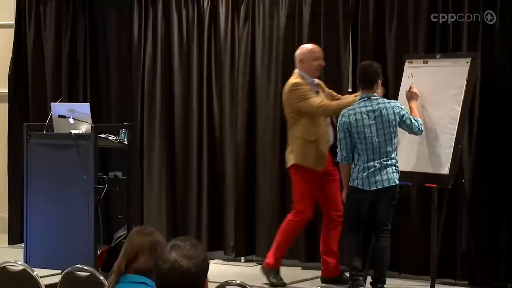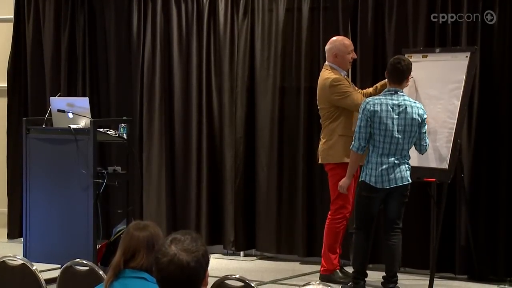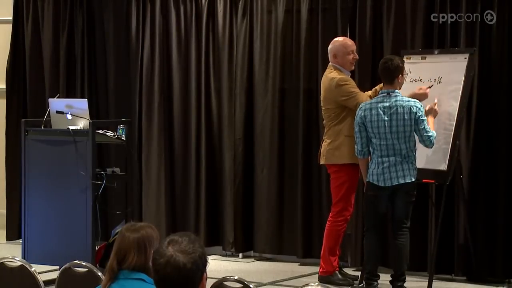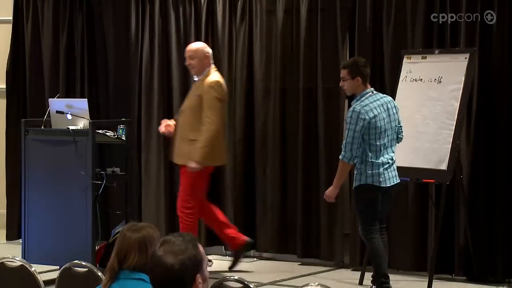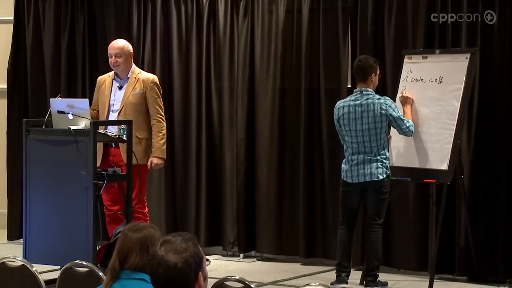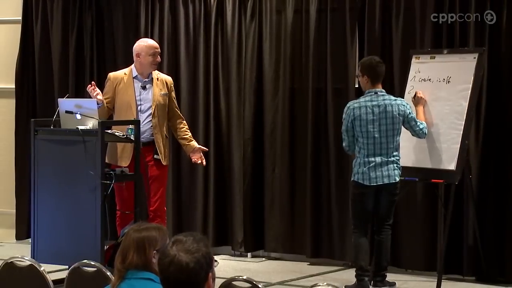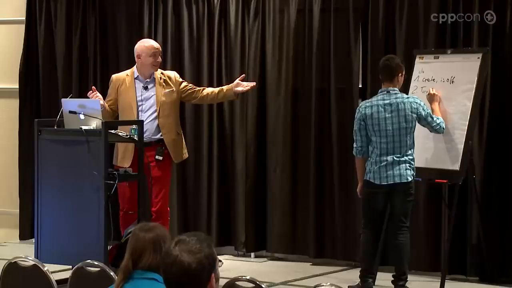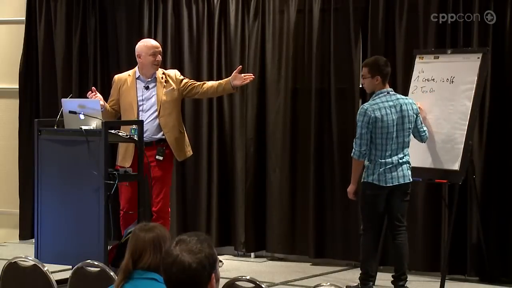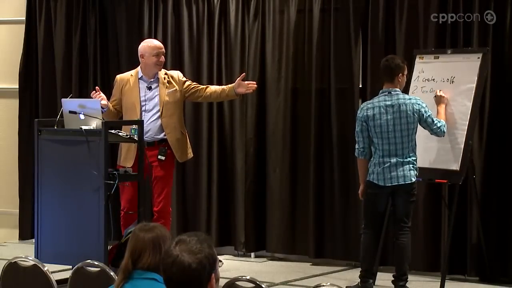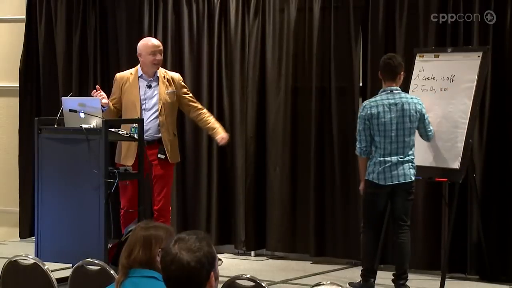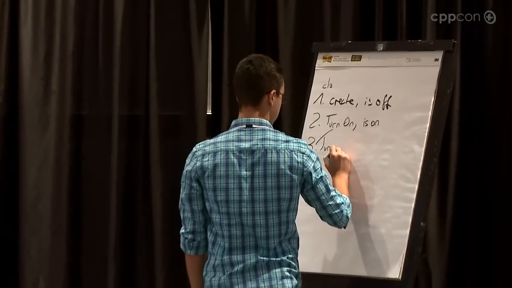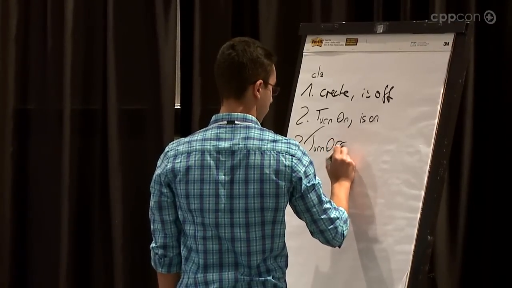No, you don't write a class. You just copy one: create is off. Okay for you? Second step is we want to turn it on, and it should be on. Turn on. Is on is our check. And the third step is we want to turn it off again and check if it's off.